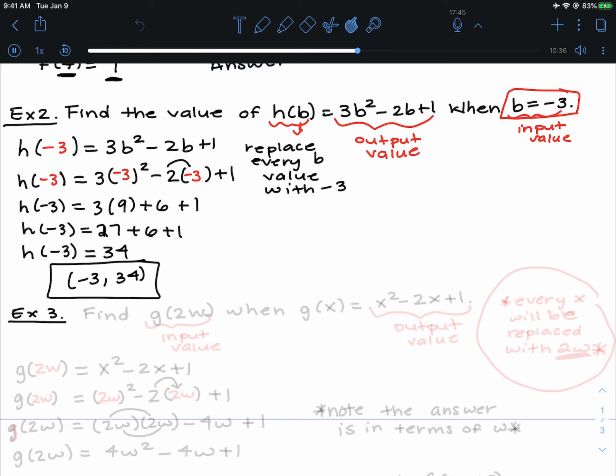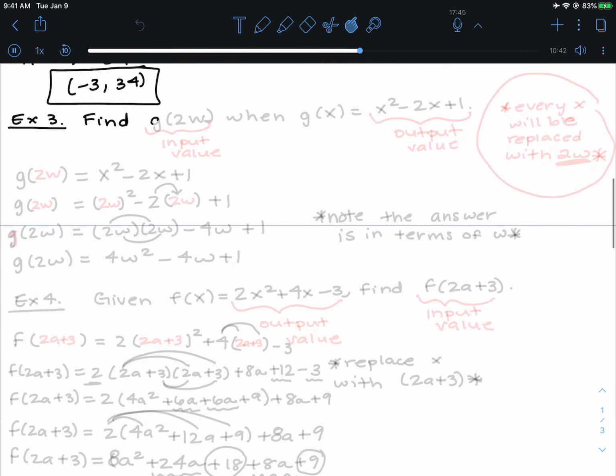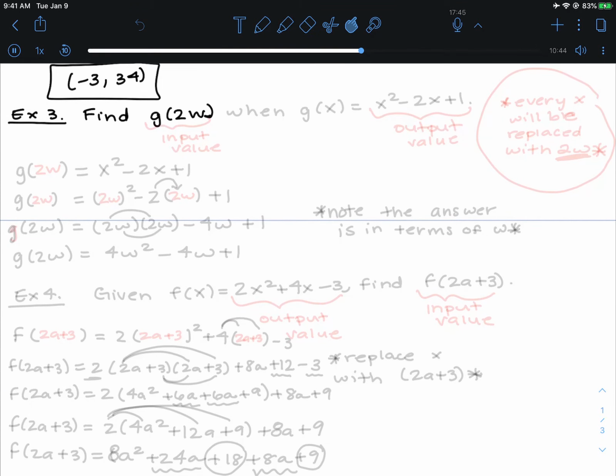Okay, you're just inputting values into the problem. So we're going to go ahead and we're going to find g of 2w when g of x equals x squared minus 2x plus 1. Okay, so once again, see the different formats that we're using to write these problems, right? So right here, this right here is my input value. And this right here is going to be my output. So that means that now I added a variable as well.